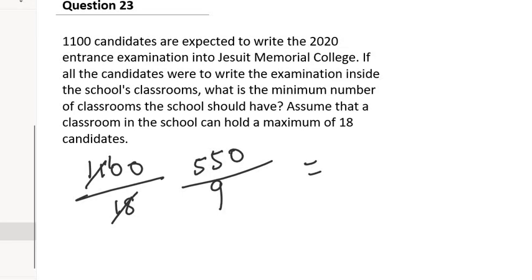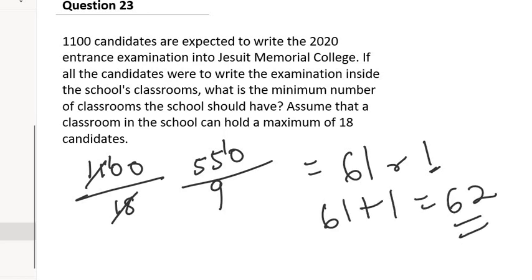2 here 9. 2 here 5. Remainder 1. 2 here 5 0. How many times can 9 go into 55? That's 6 times, because 6 times 9 is 54, remainder 1. So 9 into 10, 1, remainder 1. Okay, so this student that is left can't be left that way. So there must be a classroom for this person. So the answer will be 61 plus extra 1 classroom. 62 classrooms will be the final answer.